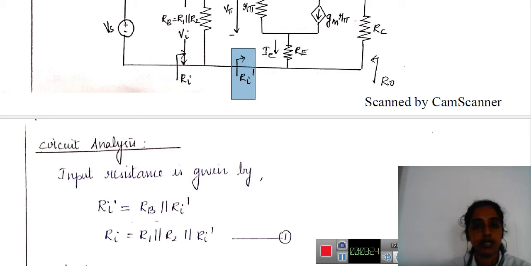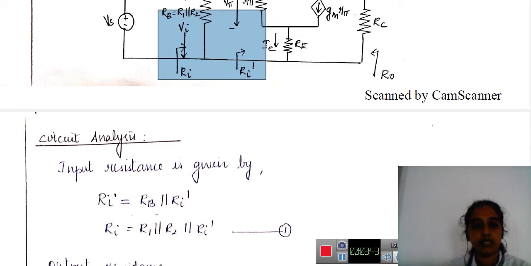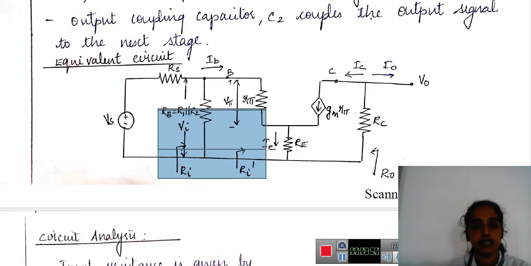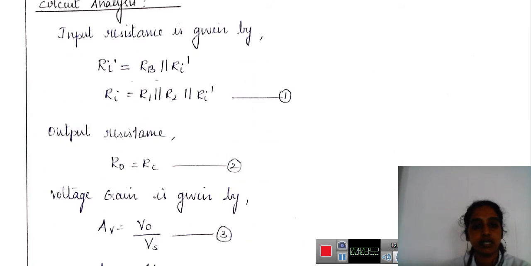So what is Ri dash? Rb in parallel to Ri dash, both of this will be considered as Ri. So what is Ri? Rb in parallel to Ri dash is Ri. I know that Rb is R1 parallel to R2. My output resistance is collector resistance Rc.